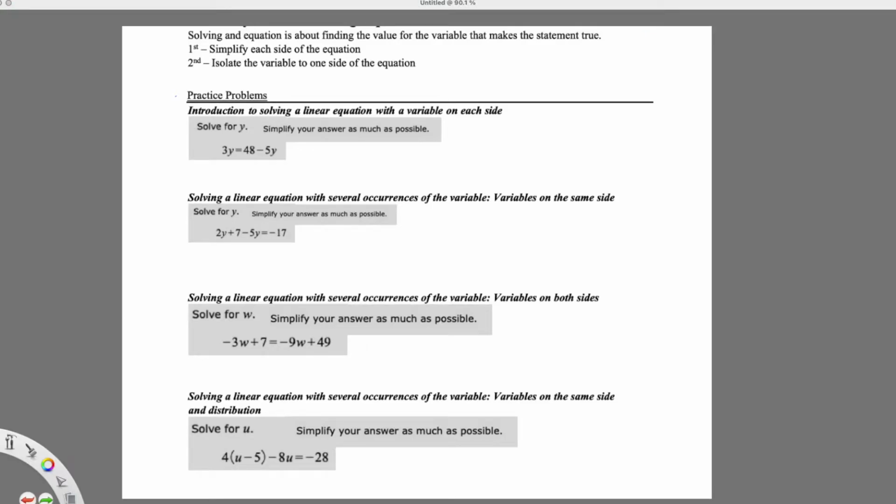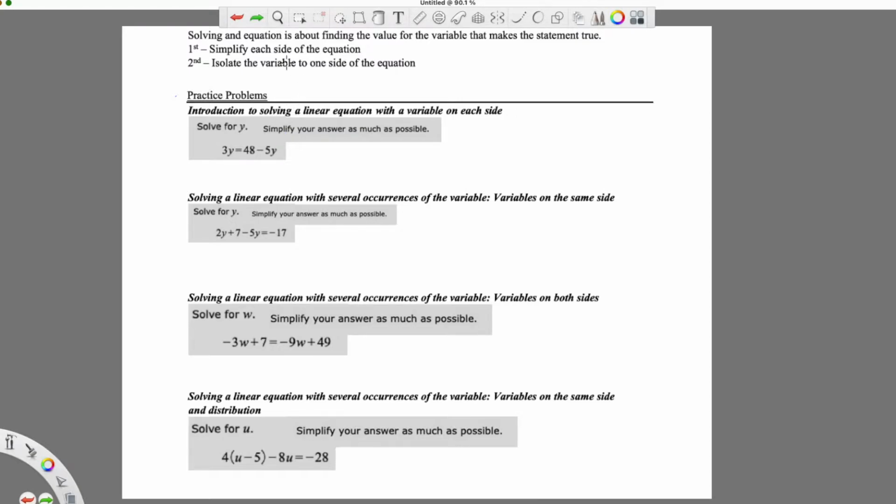Alrighty, in this video we're going to take a look at solving equations for a variable when we have several occurrences of a variable. That means that we can see down here in this first one, and all of them in fact, that we have more than one variable present. So we're going to have to bring together some like terms in order to actually solve this problem.